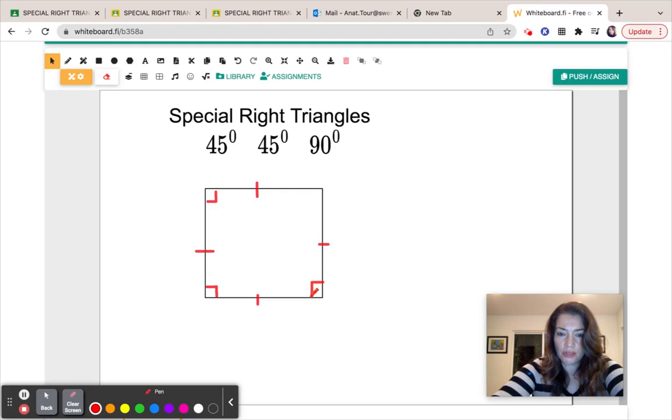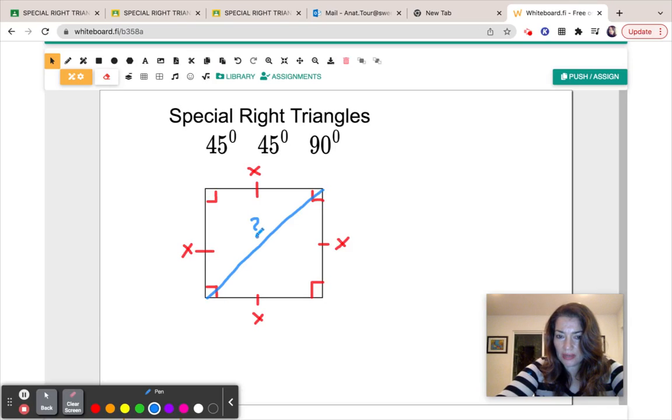Now, what if I wanted to know the relationship of the sides? Since the sides are equal, I can call each side x. And if I wanted to create a right triangle, I can just draw a diagonal along the middle. So I will draw a diagonal. And the question is, how will I find the diagonal?